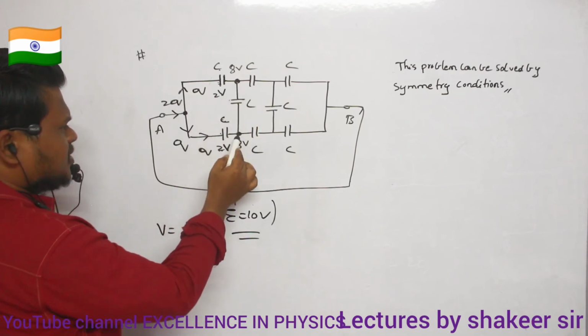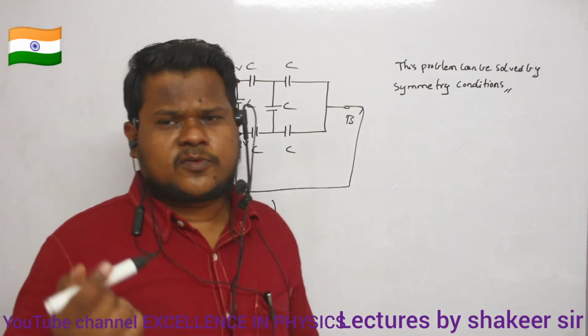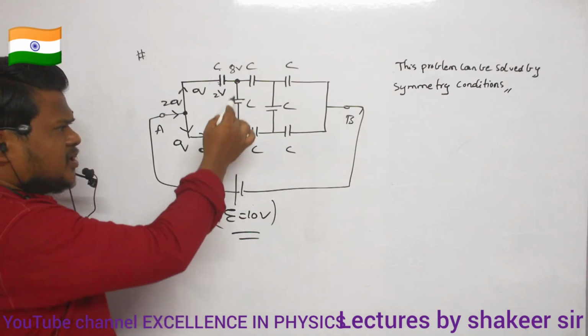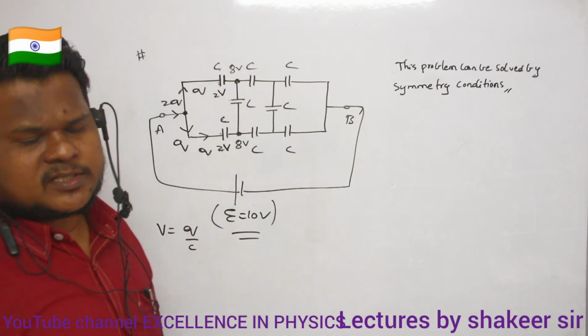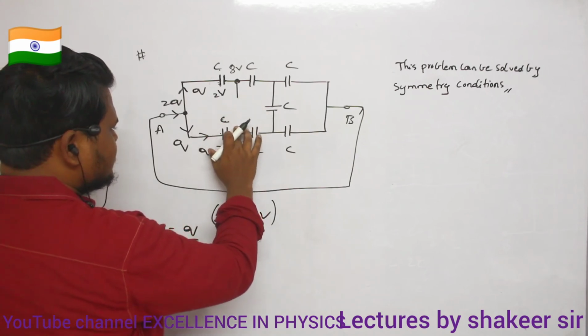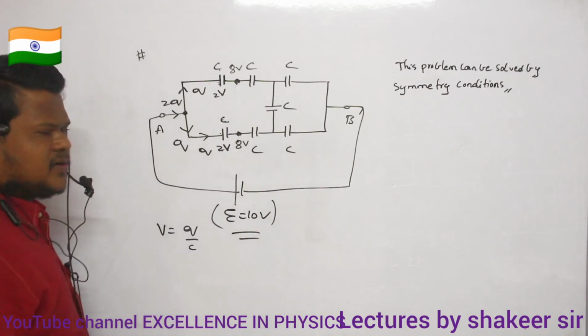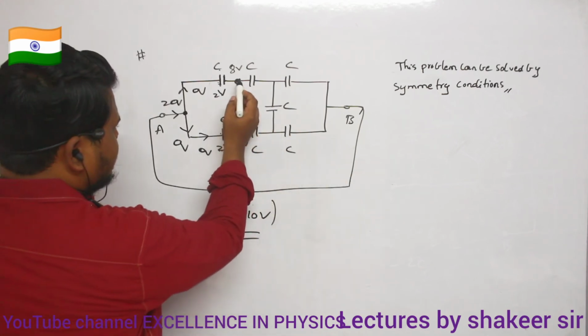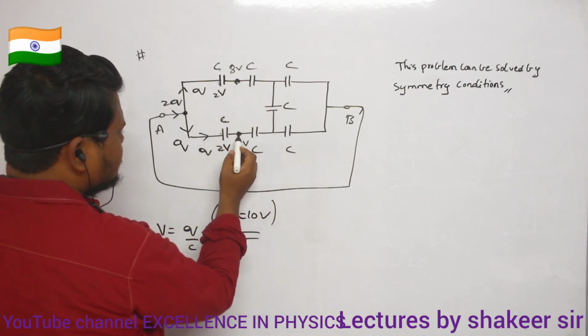Because this point and this point are present at the same potential. If 2 points are present at the same potential and a component is present between them, then current or charge cannot enter into that branch. So therefore, I remove this capacitor C. No use of this capacitor. Clear? Okay. Now, here there is 8 volts and here also there is 8 volts.